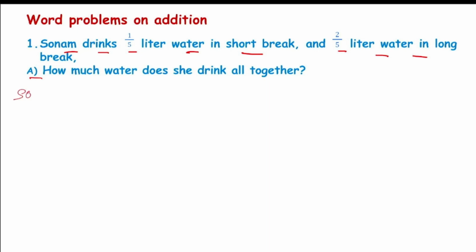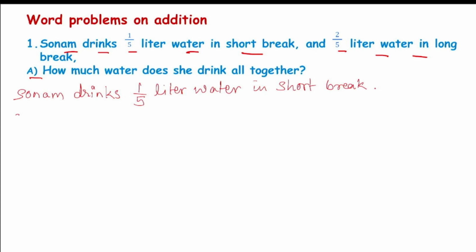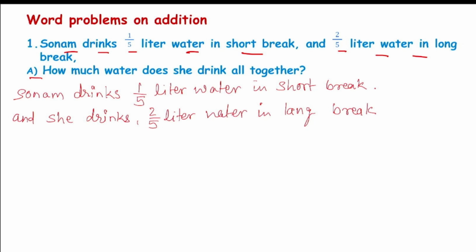So Sonam drinks 1 by 5 liter water in short break. And she drinks 2 by 5 liter water in long break. So altogether, how much water does she drink?